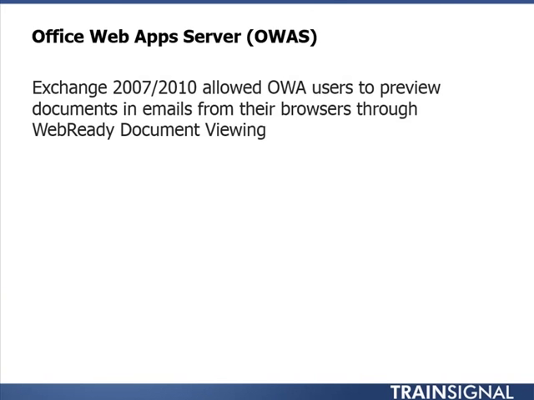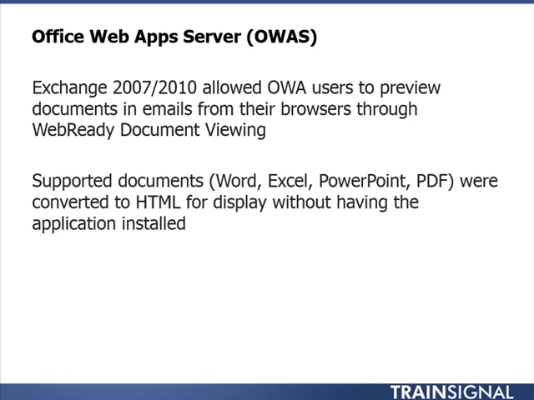Okay, well, Exchange 2007 and 2010 allowed your Outlook Web App users to preview documents in emails from their browsers through the web-ready document viewing. Supported documents included Word, Excel, PowerPoint, PDFs. These were converted to HTML for display, and it wasn't great. It didn't show everything perfectly, but you did have the ability to open those documents in preview if you didn't have the application installed, or even if you did have the application installed. So you could take that document and download it, or you can preview it with the web-ready document viewing, or you could even force the web-ready document viewing for end users to utilize.